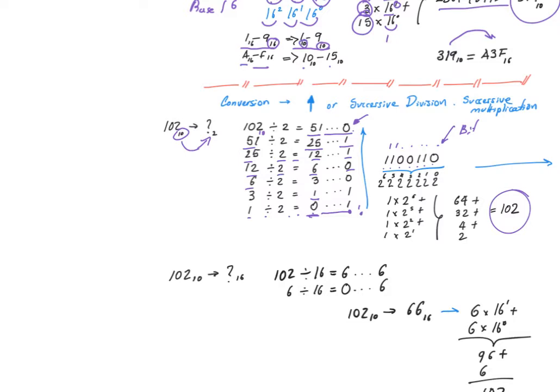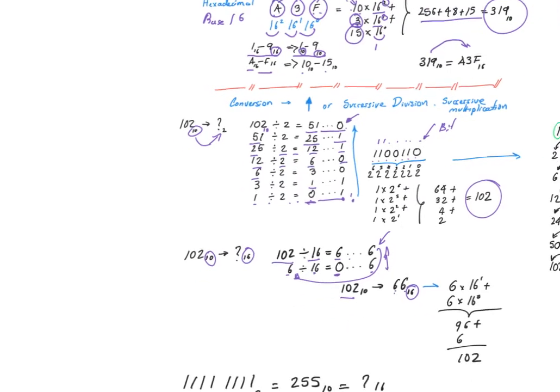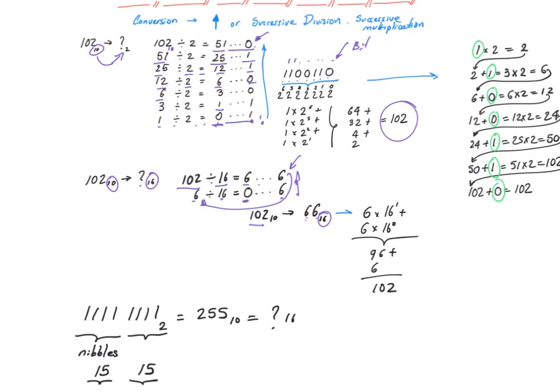Now, how do we represent 102 from base 10 into base 16? So we do the same, right? We take 102 and divide it by the base. We get 6, and the remainder is 6. Then we take this 6, divide it by 16. The quotient is 0, and the remainder is 6, right? So I can say that going this way, this number is 66 in base 16. So 102 is 66 in hexadecimal, right?